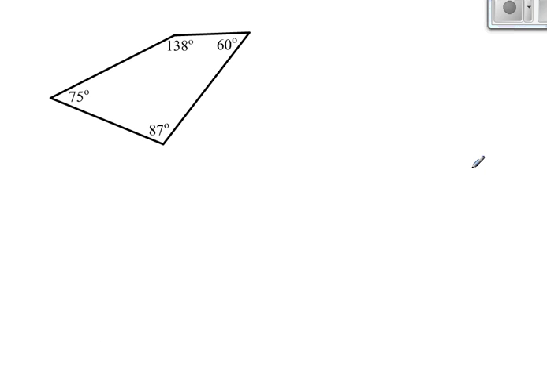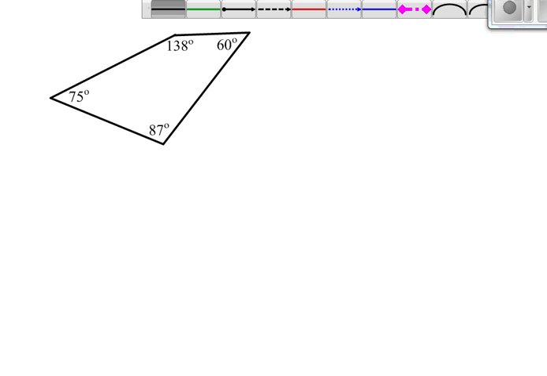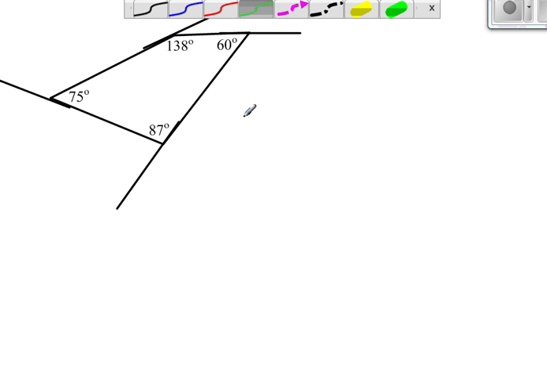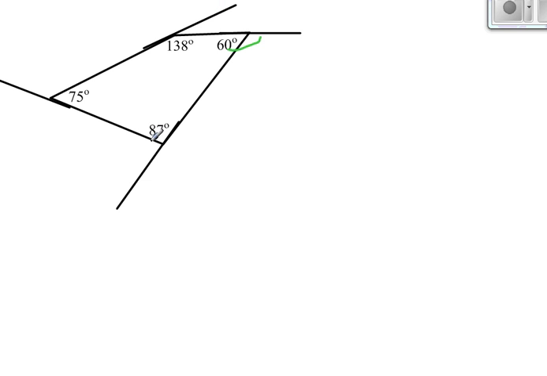So let's look at a 4-sided figure, a quadrilateral, and again, we're going to extend all the sides. Extend, extend, extend, and extend. And of course, every time we extended, we created a 180-degree straight line, which means we can find the value of each of these exterior angles. This would be 120, 87, 180 minus 87, so that would be 93, 180 minus 75, and 180 minus 38 is 42. I almost said 52.